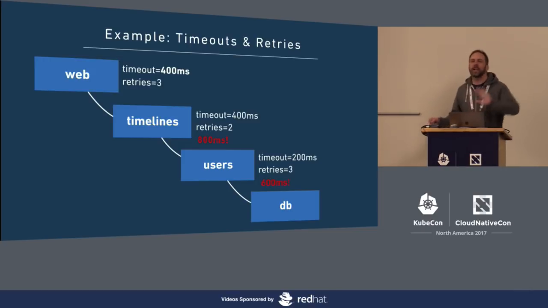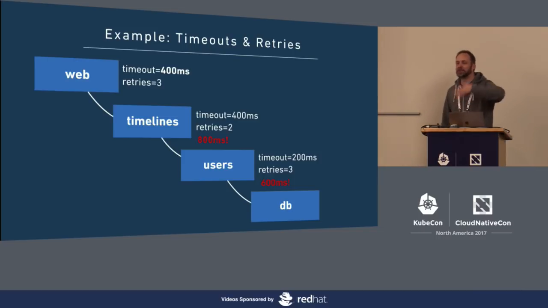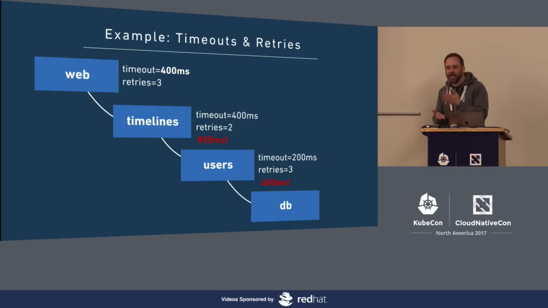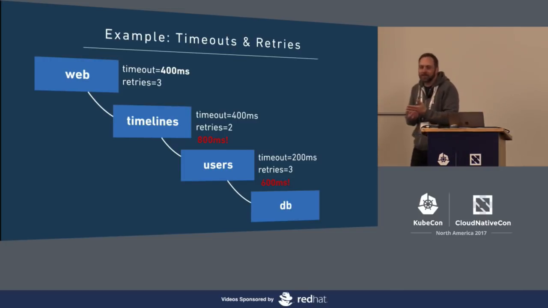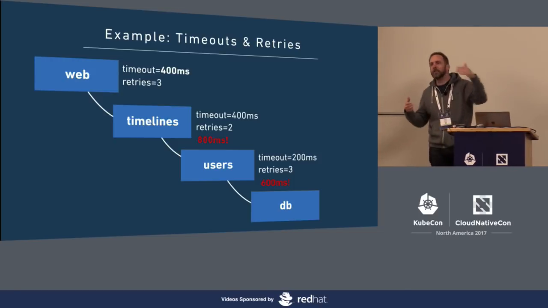Let's say it's hanging, because failing is easy. Hanging is the thing that's really painful. The database starts hanging because it's overloaded. Well, we hit the timeout on the user service, and the user service starts retrying. Now we're hitting a timeout in the timeline service, and the timeline starts retrying. Then we hit a timeout in the web service, and pretty soon one tiny slow down in the database gets compounded because we're sending all these requests.